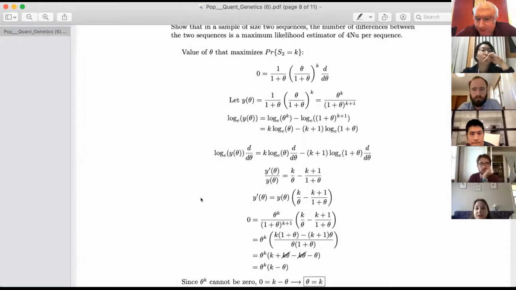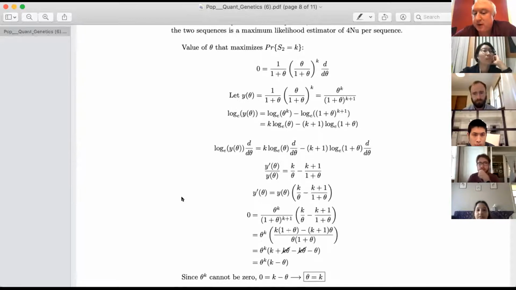Stop right there. When you have 0 equals something, that first term has a theta term, which is positive, 1 plus theta, which is positive, k, which is positive, a 1, which is positive. That first bit there is certainly not 0, nor is it negative. So I can scratch that little guy out right away. And now I have k over theta minus 1 plus k over theta over, k plus 1 over 1 plus theta is equal to 0.